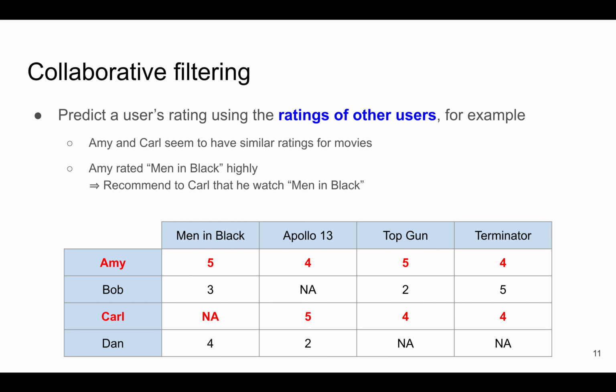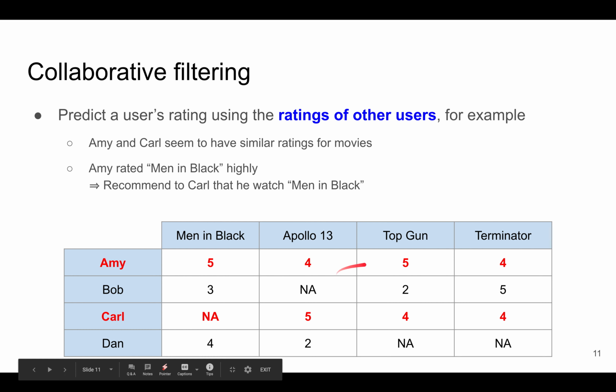The first method for predicting ratings is something called collaborative filtering. It's collaborative because you use the ratings of other users to predict your ratings. So let's look at a very simple example. If you look at the three movies, Apollo 13, Top Gun, Terminator, you'll notice that Amy and Carl have very similar ratings for these movies. So even though Carl has not watched Men in Black, you can guess that Amy and Carl are kind of similar in their tastes, and since Amy rated Men in Black highly, Carl probably would rate it highly too.